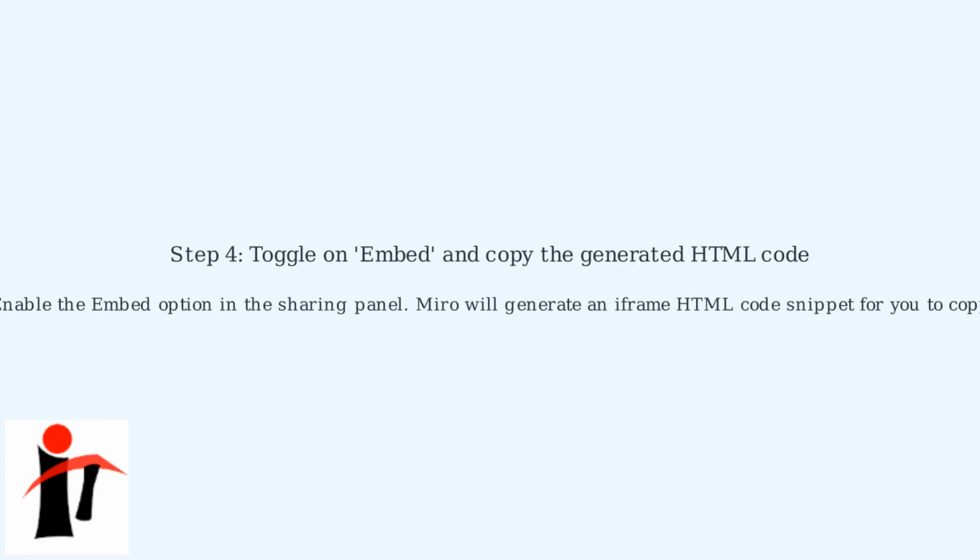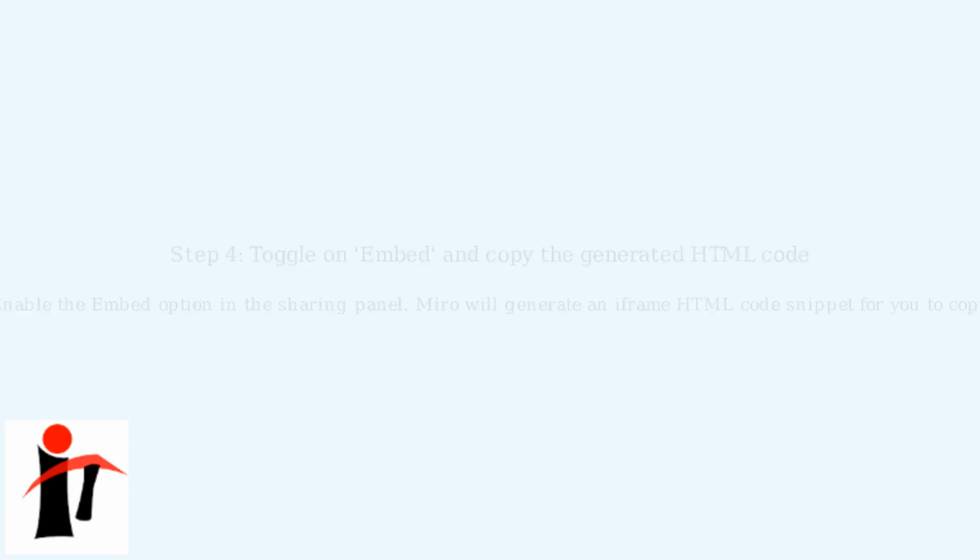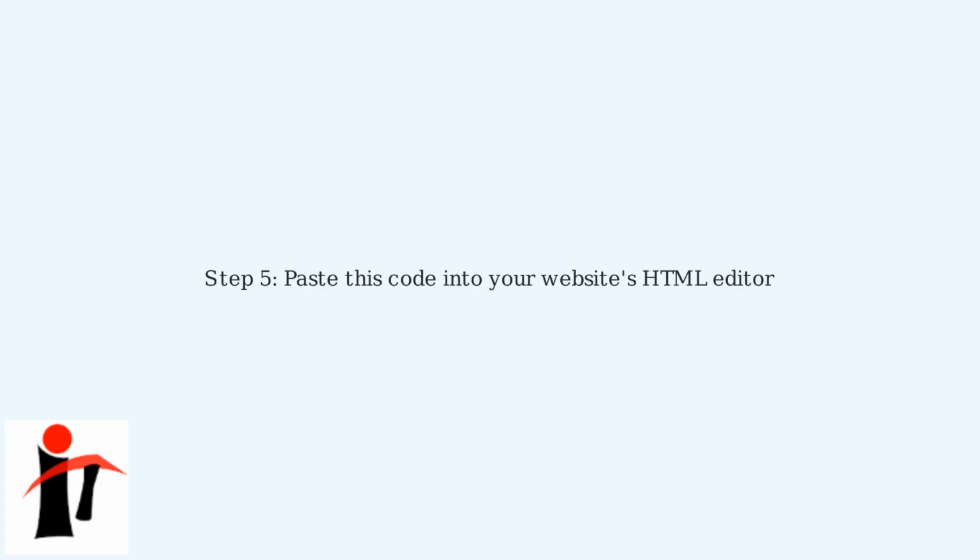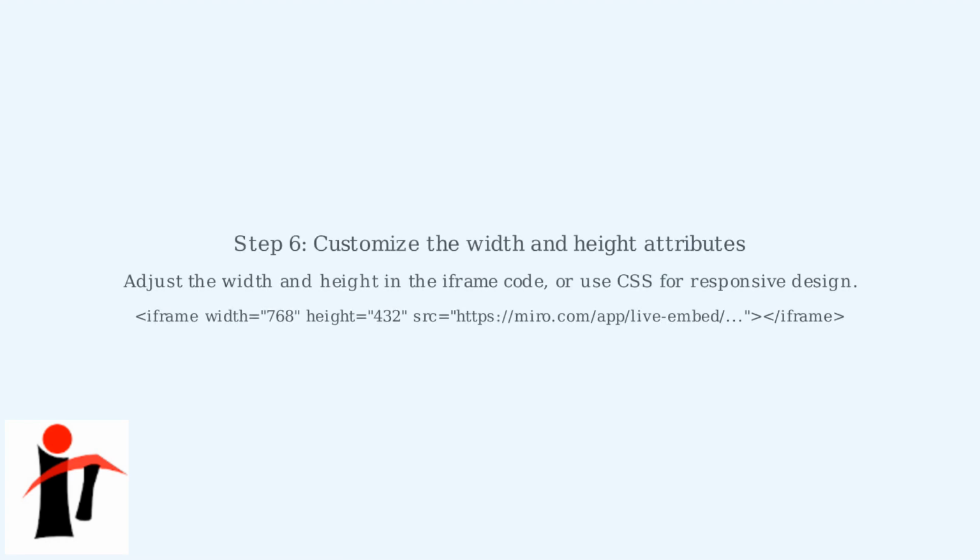Toggle the Embed option to On. Miro will automatically generate the HTML iframe code that you'll need to copy for embedding. Finally, paste the copied iframe code into your website's HTML editor where you want the Miro board to appear. To customize the size, modify the width and height attributes in the iframe code, specifying values in pixels. Alternatively, use CSS for responsive design that adapts to different screen sizes.